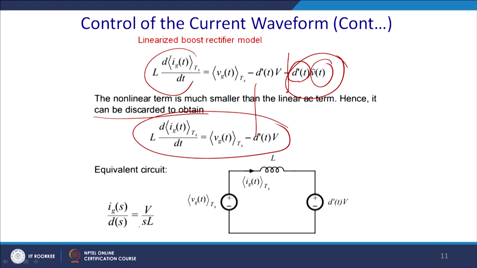and thus you can write the equivalent circuit. Ig by d equals V by sL. So, you get this kind of circuit, where it is multiplied by d into V. So, this becomes the equivalent circuit.